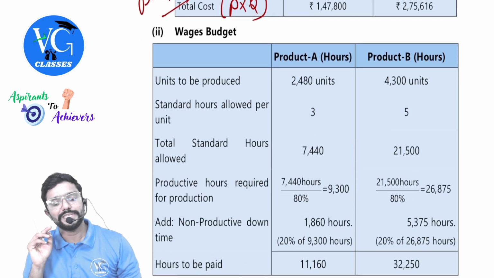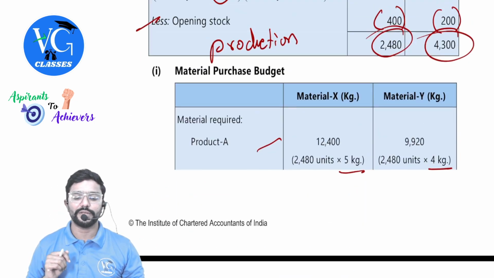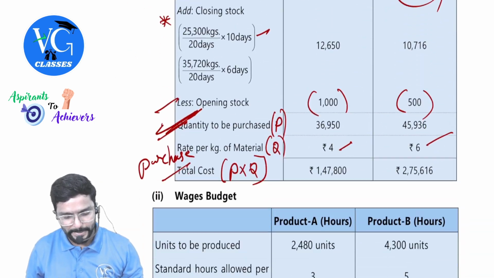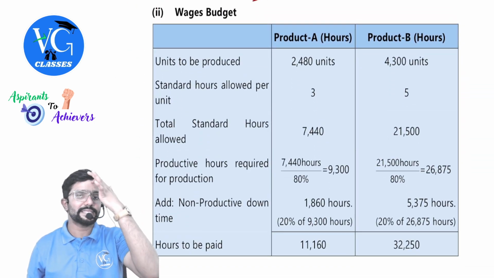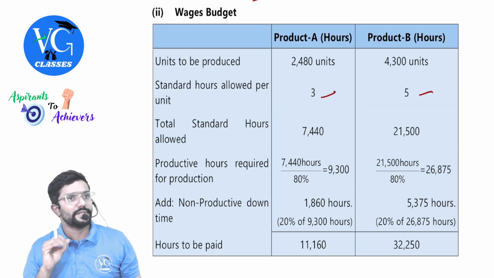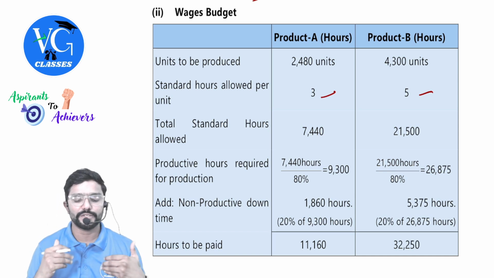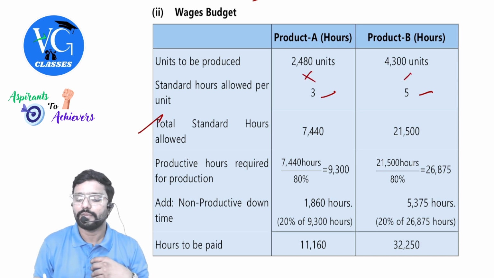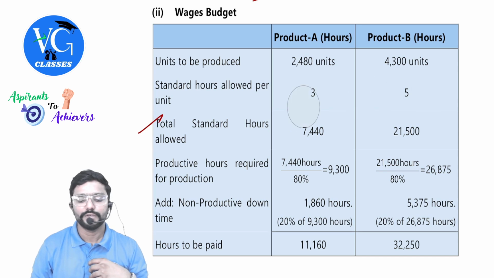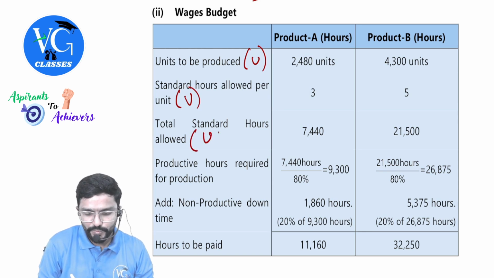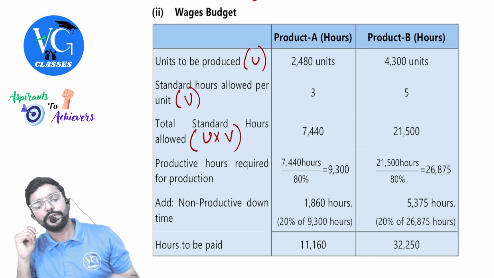Okay, sir. Now coming to wages budget. Units to be produced, guys. First one: units to be produced 2,480 and 4,300. Okay, sir. Standard hours allowed per unit how much, guys? 3 hours, 5 hours. Given in the question. This is the hours allowed to produce each and every unit. Total standard hours how much, guys? Multiply both. You can take this as U, this as B. This would be U into B.